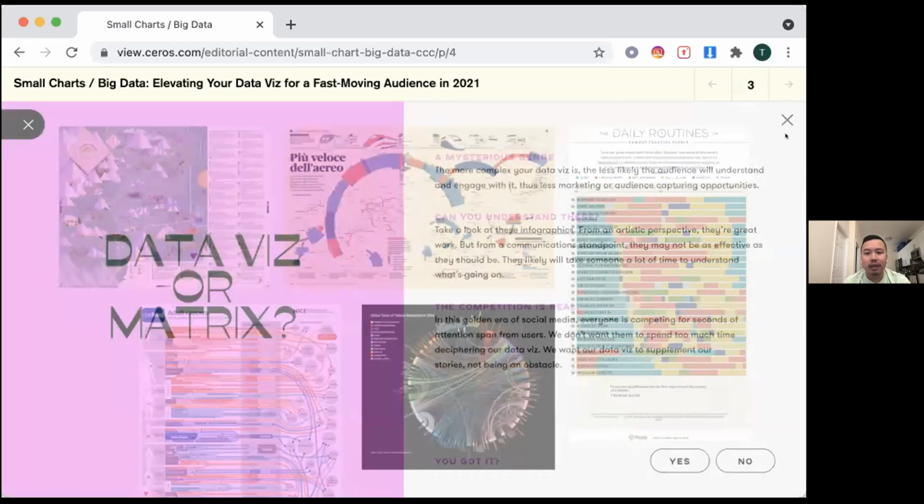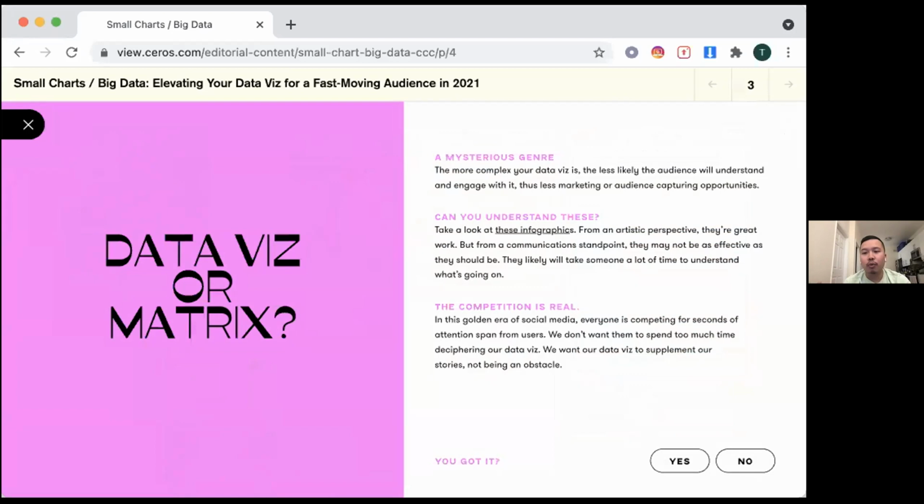In this golden era of social media where everyone is competing for merely seconds of attention span from users, we don't want users to spend too much time having to decipher what the database means. We want the database to be a supplement to the stories, not an obstacle. So for the work that I do at Ceros Originals and Ceros Inspire, I keep the database structurally simple because those are the types of charts that people are familiar with.